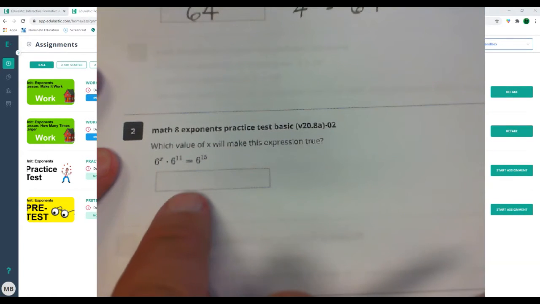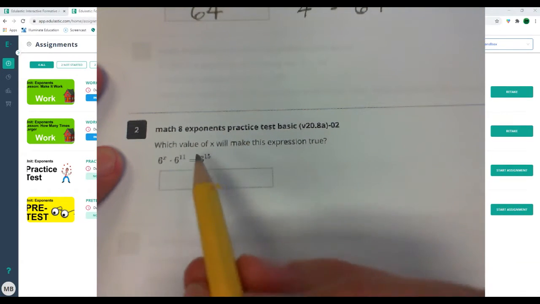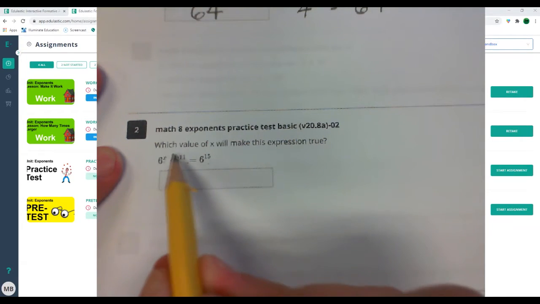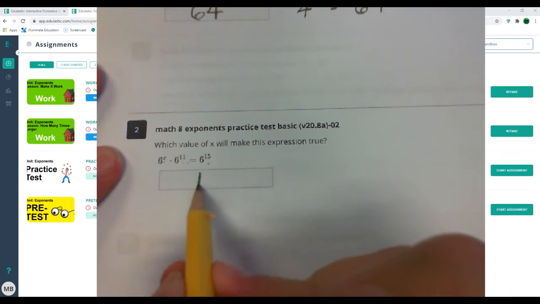All right, which value will make this expression true? Well, something plus 11 has to equal 15. So 4 plus 11 equals 15.